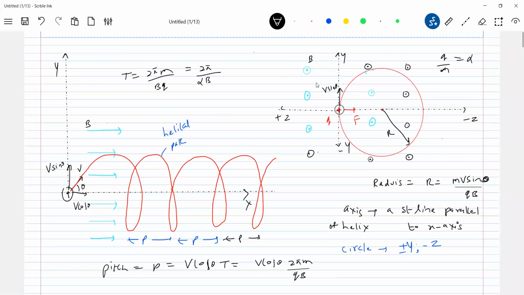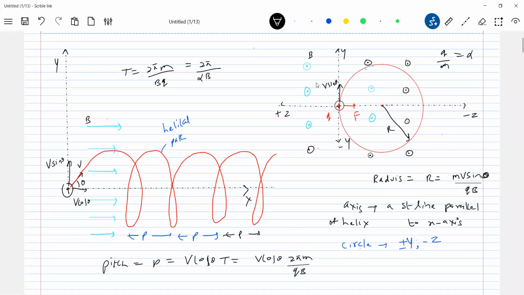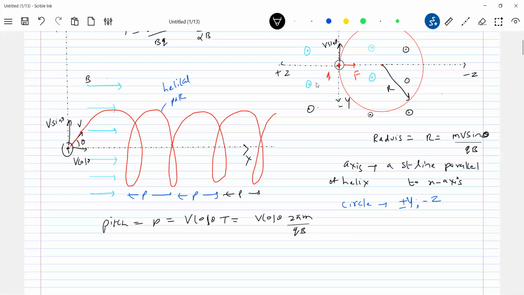Along x-axis, what type of motion? Uniform velocity motion. Everywhere it will have constant velocity v cos theta. In the YZ plane, it will have constant speed v sine theta. Along x-axis, it will have a constant speed v cos theta. So I'll write it in the y-z plane. Speed is how much? V sine theta. Along x-axis, what is the speed?